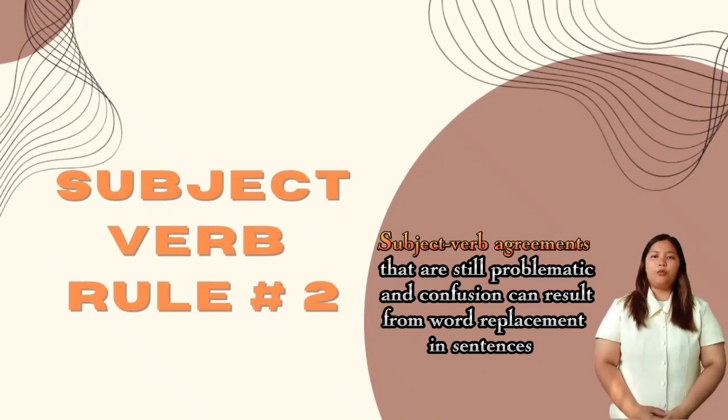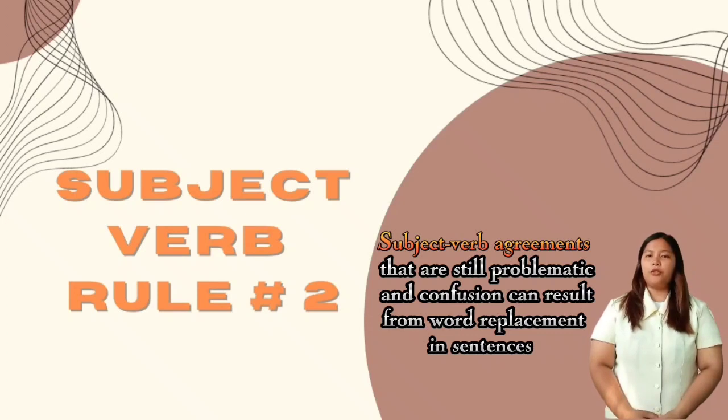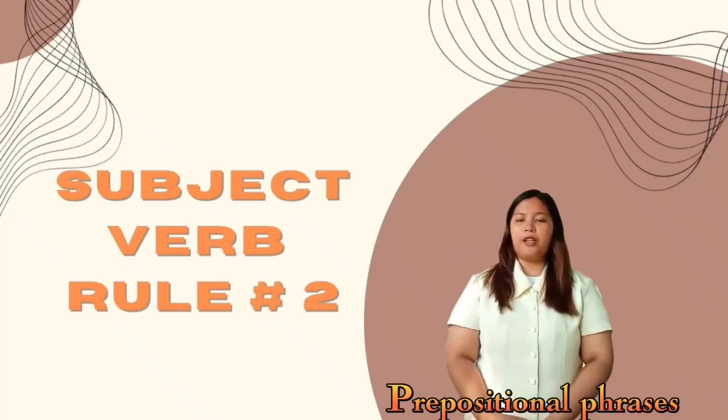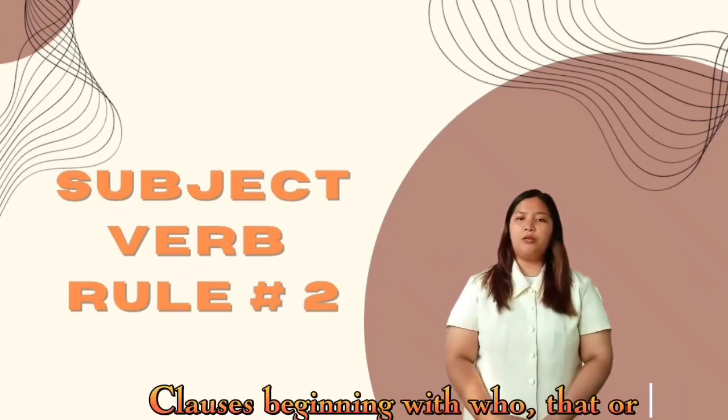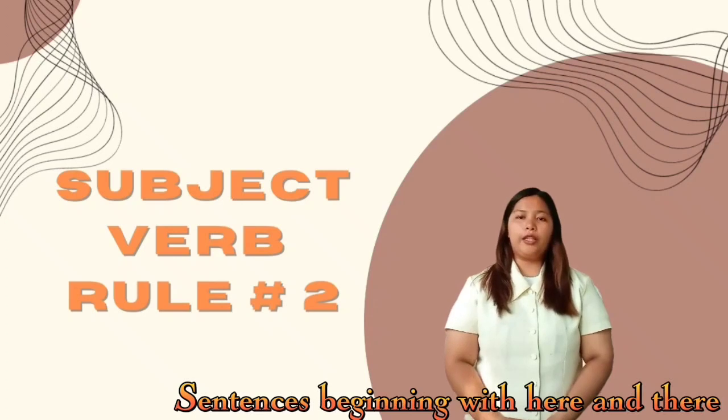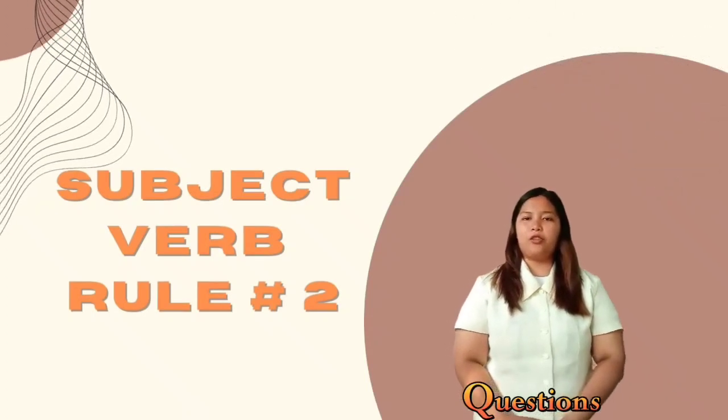Subject-verb agreement, which is still problematic and confusing, can result from word replacement in sentences. And these are prepositional phrases, clauses beginning with who, that, or which, sentences beginning with here or there, and lastly, questions.